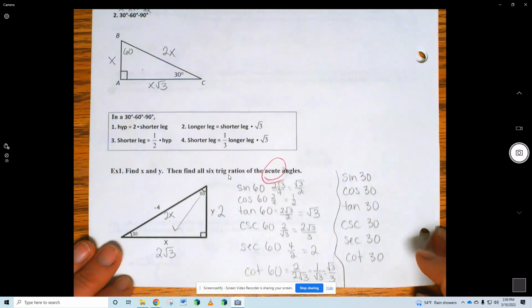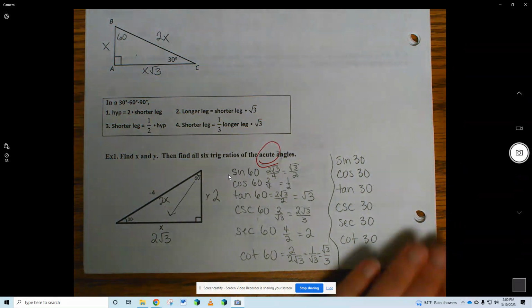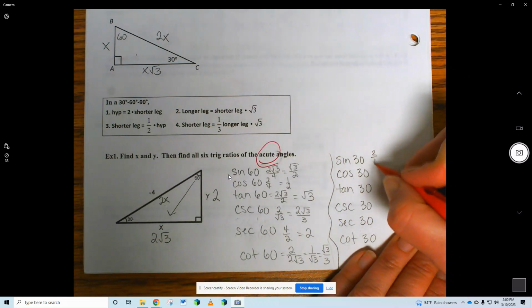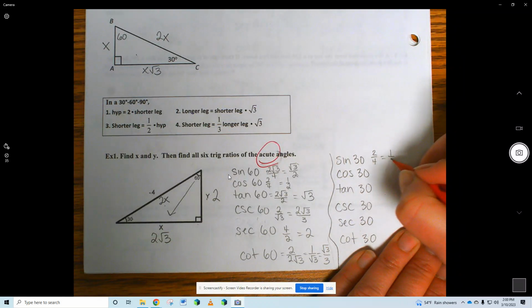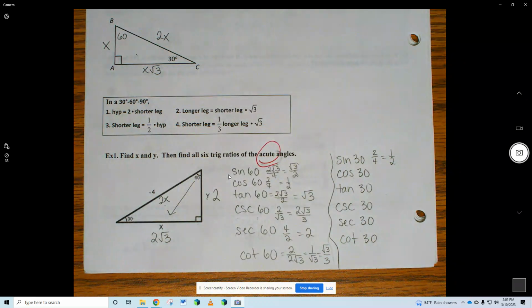Okay. Now I'm going to do the 30 degrees, and you're going to see that things are going to be pretty cool. Well, all of math is cool, let's be honest. But there's a pattern. Sine 30 is 2/4, becomes 1/2. I want you to finish the rest. You can do it alone. You can do it with your people.